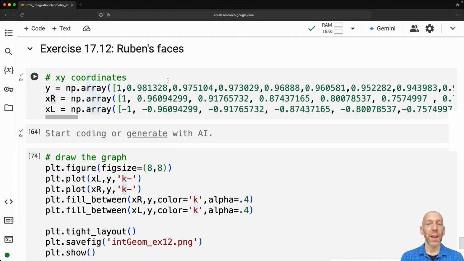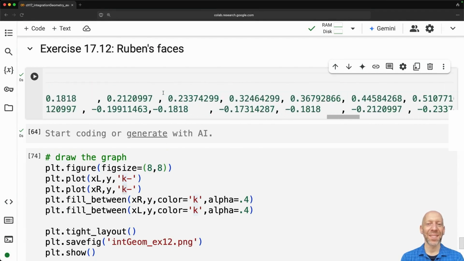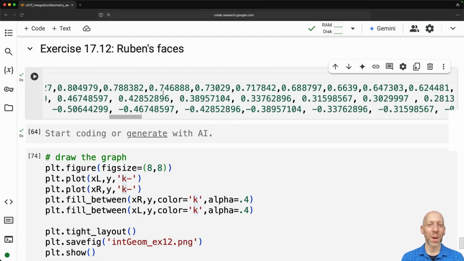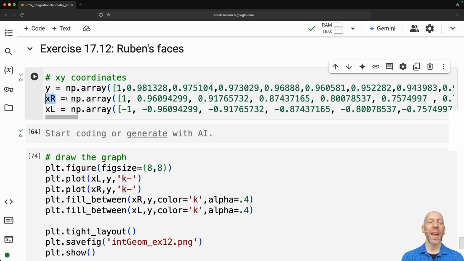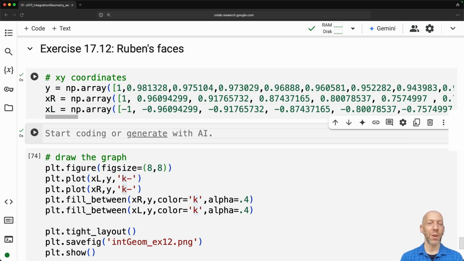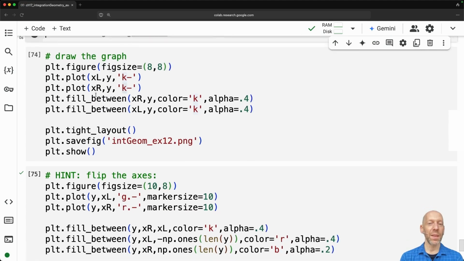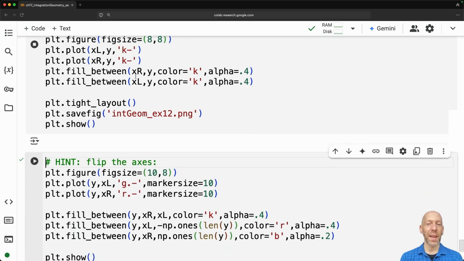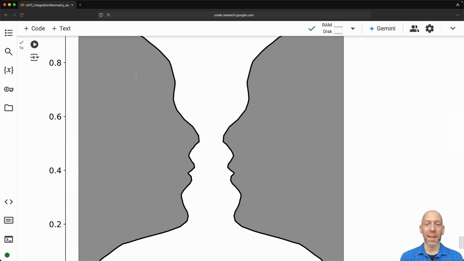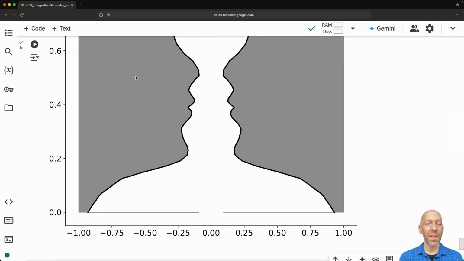The first cell in this solution file is just a really long array of all the XY coordinates. So I have the Y coordinates, and then these are the coordinates for the X values of the right face and the X values of the left face. So you just run that code to get all the data. And then here in this next cell, I'm just plotting the data so you can see if this is exactly the same figure that I showed in the book.